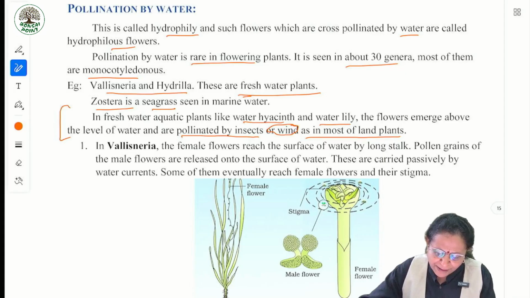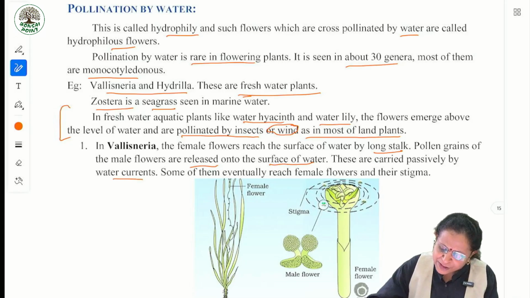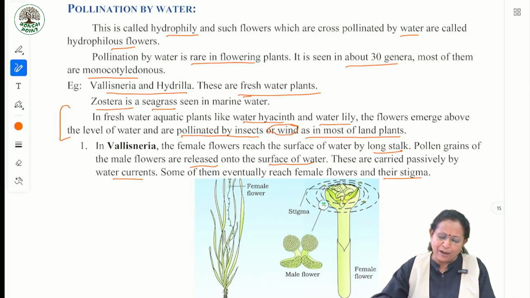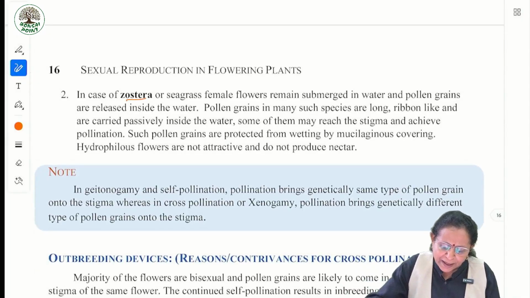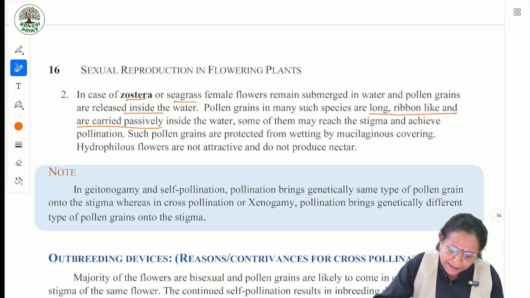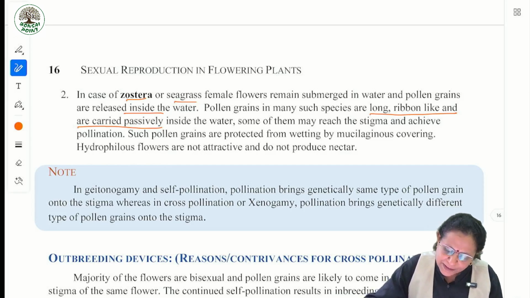Okay? In Vallisneria, the female flowers reach the surface of the water by long stalk. Pollen grains of the male flowers are released onto the surface of water. They are carried passively by the water currents. Some of them may eventually reach the female flowers and their stigma. Okay. In case of Zostera or sea grass, female flowers remain submerged in water and the pollen grains are released inside the water. Pollen grains in many such species are long, ribbon-like, and are carried passively inside the water. Some of them may reach the stigma and achieve pollination.